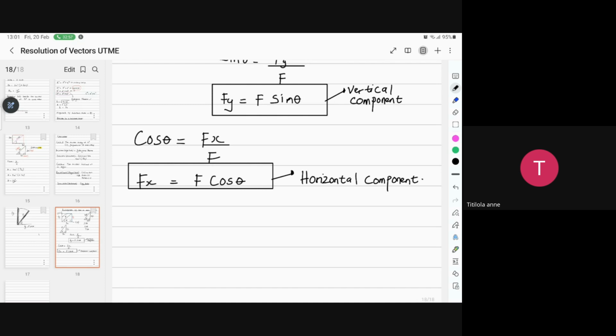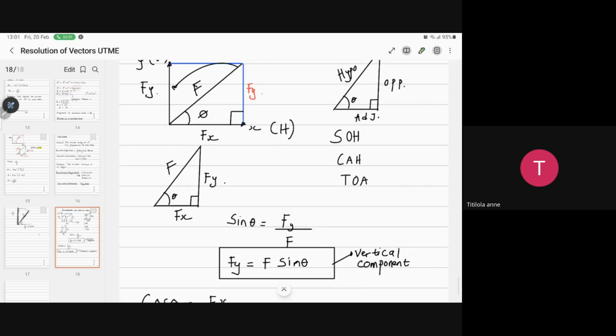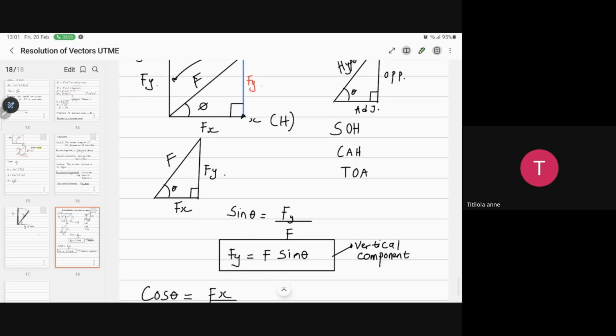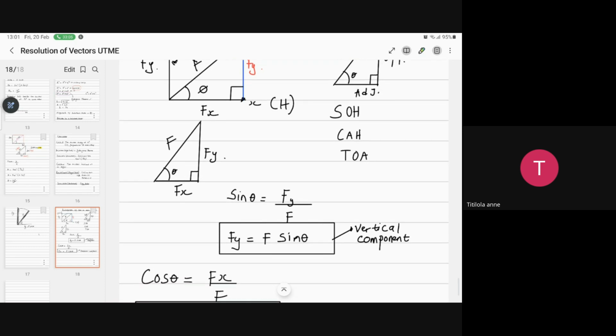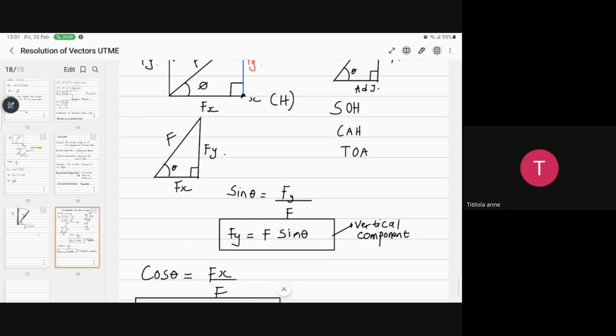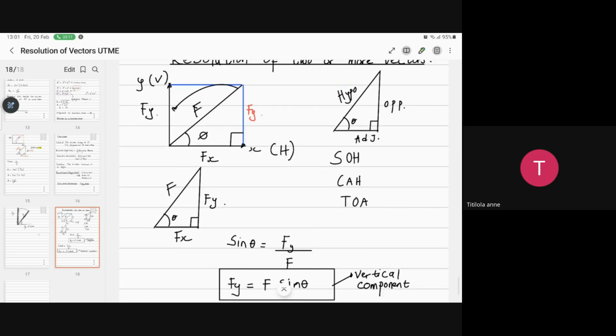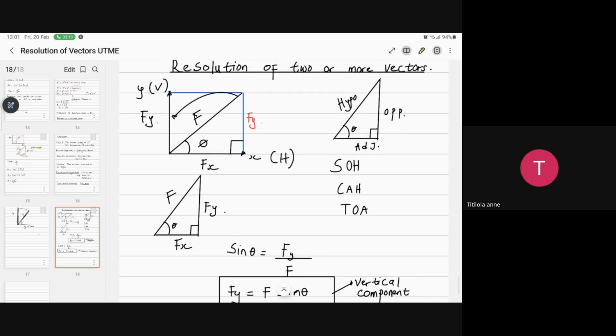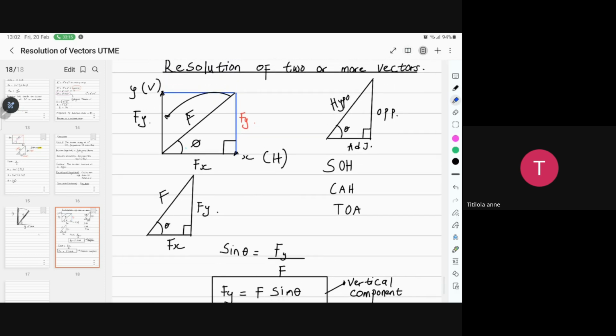So now this is the horizontal component of the force. But I don't want you to think that at every point in time, if you're looking for the vertical component, you do F sine theta, and if you're looking for the horizontal component, you do F cos theta. No, it doesn't work that way. Now, let's consider another case. Remember that this time around, observe something: that angle was with the horizontal direction.